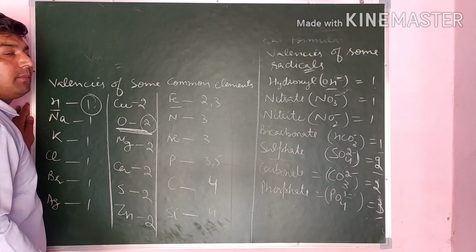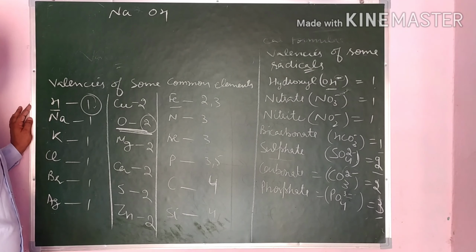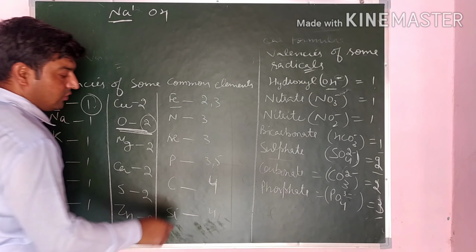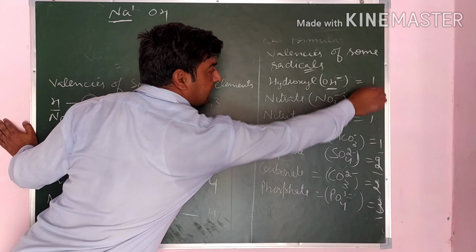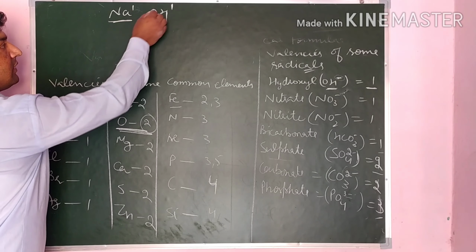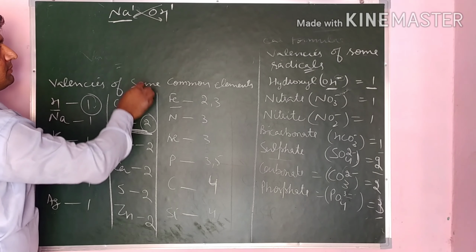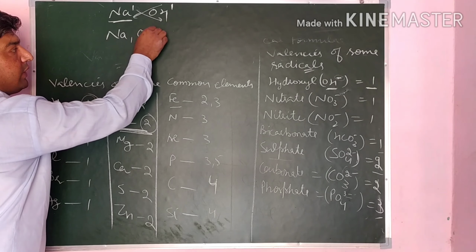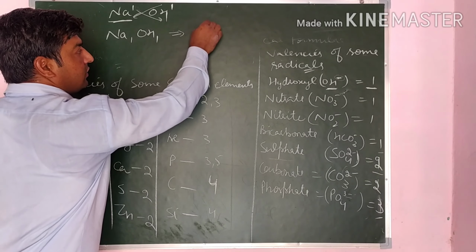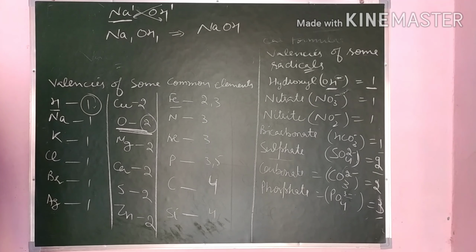Similarly, if we write the chemical formula of sodium hydroxide, we know that sodium hydroxide is NaOH. The valency of sodium is 1 and the valency of the hydroxide ion is 1. So we write 1 here. And next is cross multiply. The 1 will be here in the subscript and this 1 will be here in the subscript. So Na1 and OH1. Generally we don't write 1, so it is understood to be 1, and it is written as NaOH.